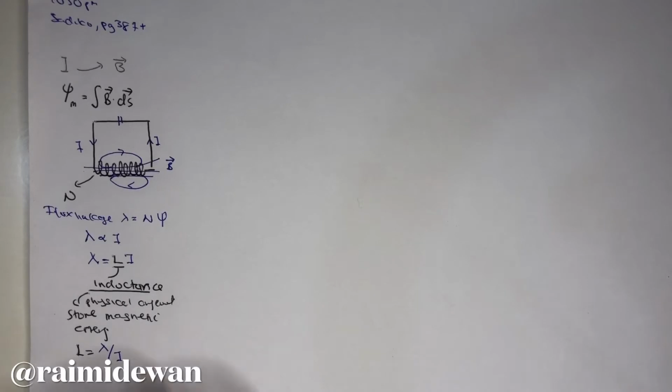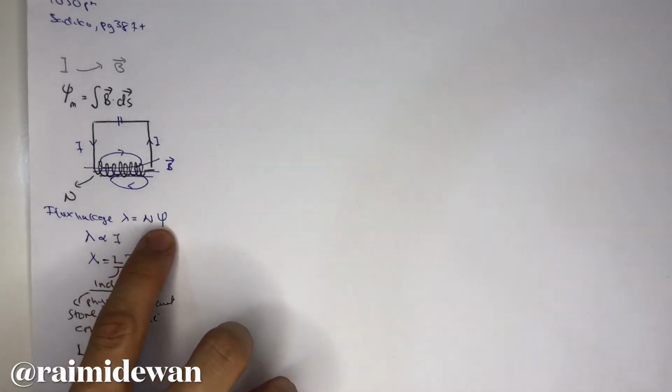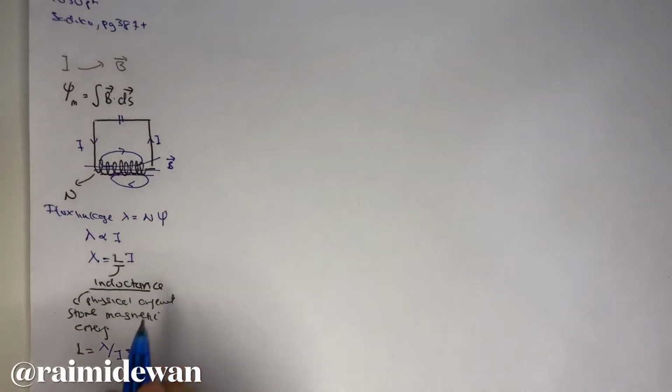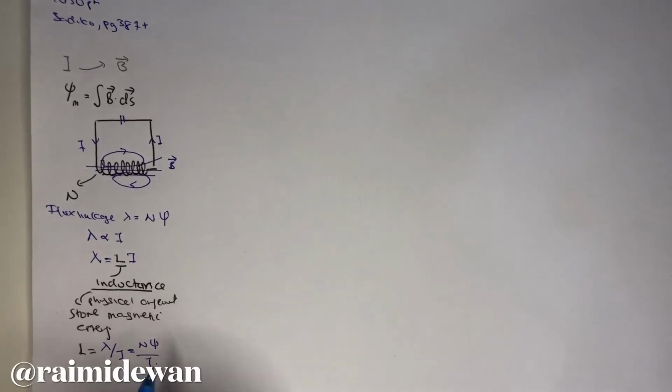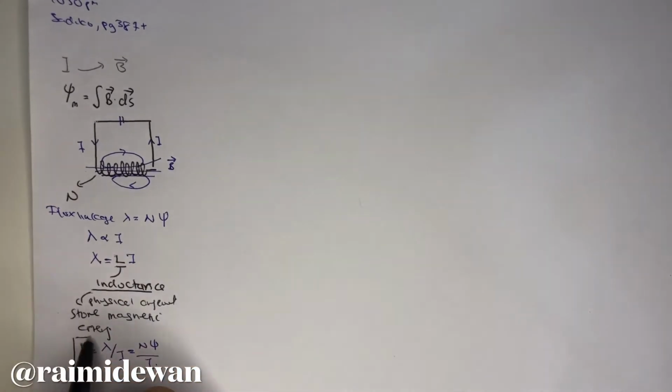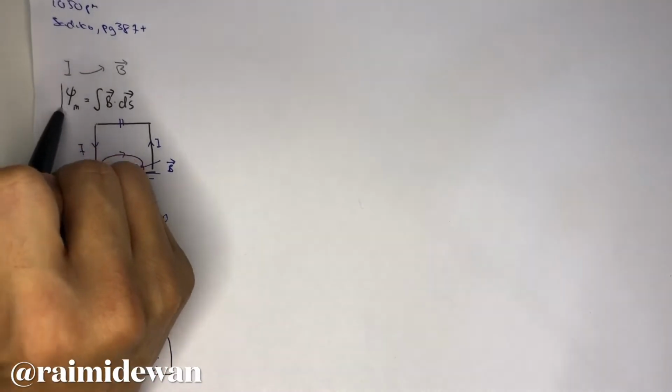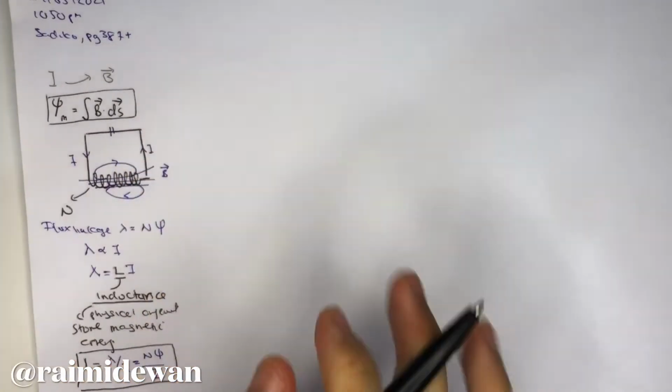And then you know that lambda is equal to N flux. So we may further extend the equation. Actually you have N flux over your I. So this is also an equation that relates inductance.